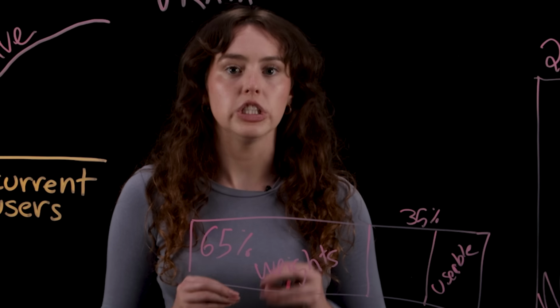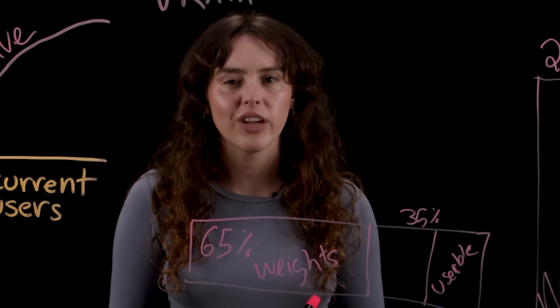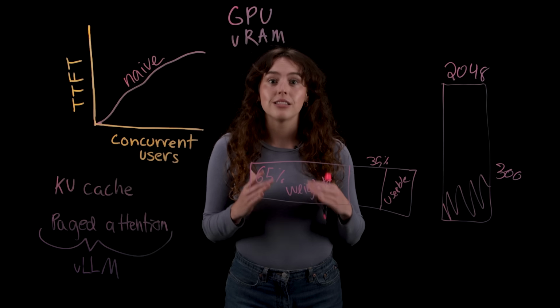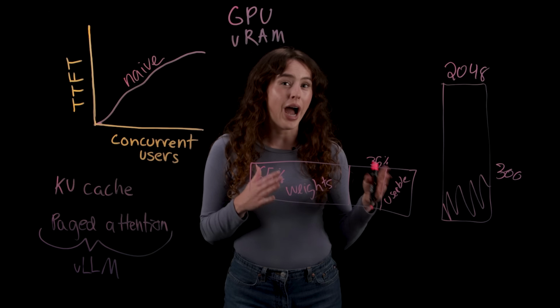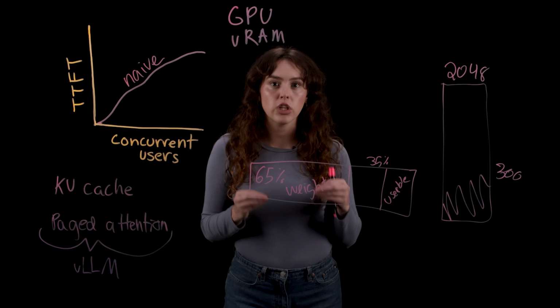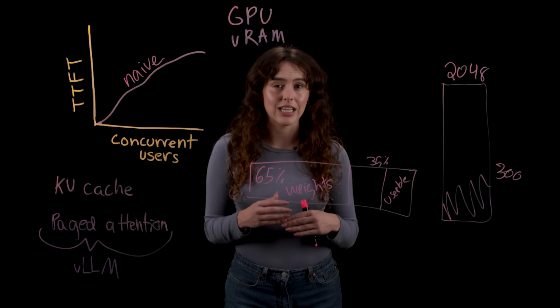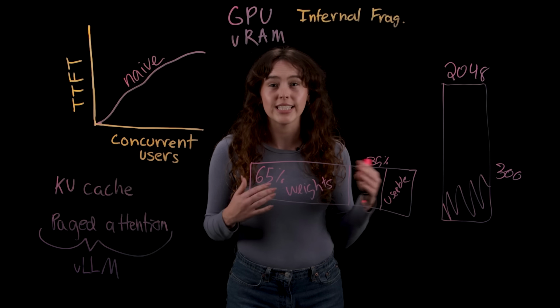Traditional systems store each request's KV cache as a giant contiguous block, like reserving an entire hotel floor for a single guest. So if your max sequence length is 2,048 tokens, that's how much memory you have on reserve. Even if the user only generates 200 tokens, the rest is wasted and unavailable for anyone else. And this is called internal fragmentation.